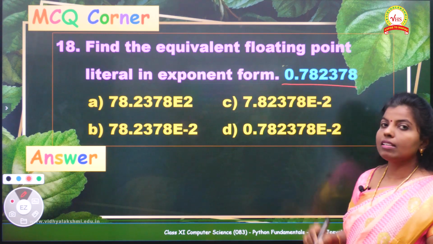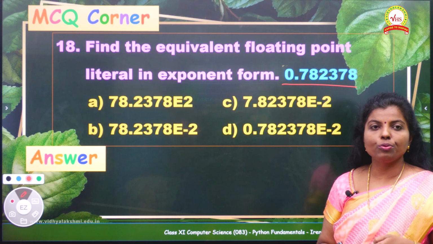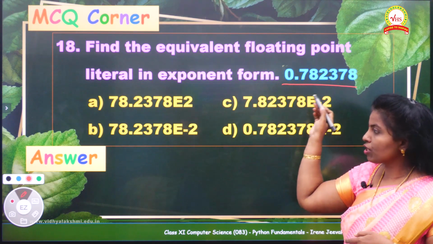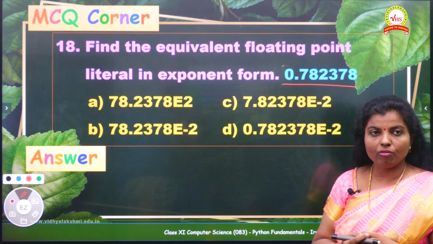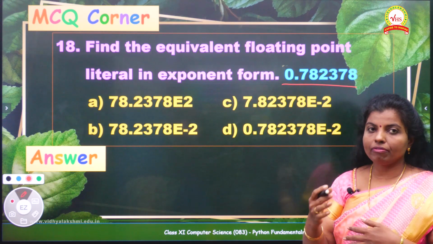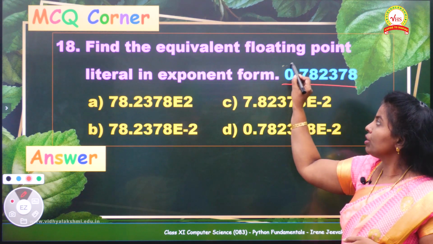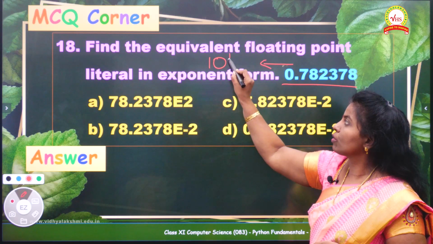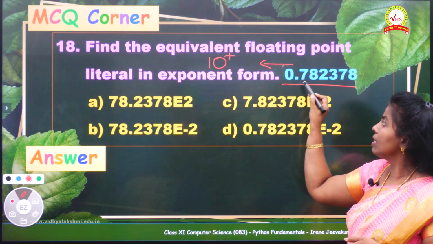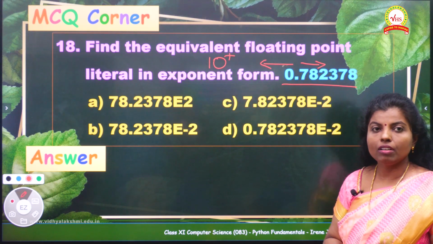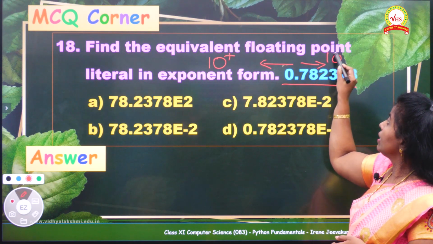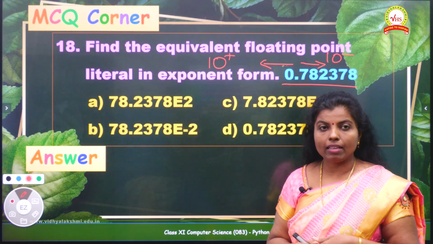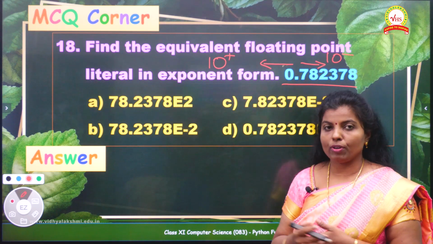Here the floating point literal is given as 0.782378. So now this is the floating point literal in fractional form. When we have to convert it into exponent form, we have to represent it in powers of 10. If you move the decimal point towards the left direction, we always represent it in positive powers of 10. Suppose you move the decimal point towards the right direction, we always represent it in negative powers of 10. So according to that, we will go through all these options. Let us find which one is the correct option in exponent form.